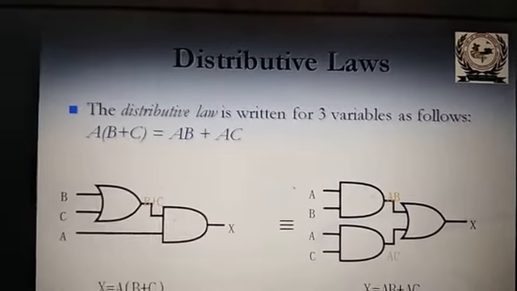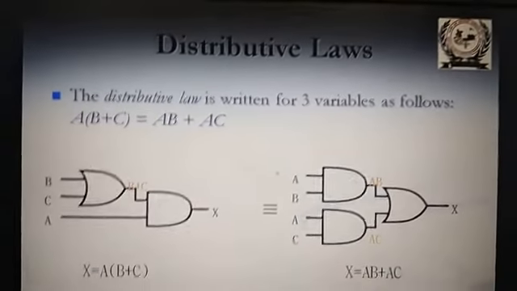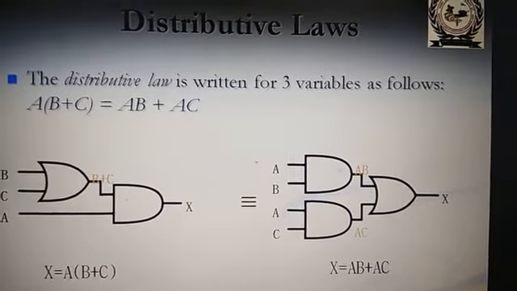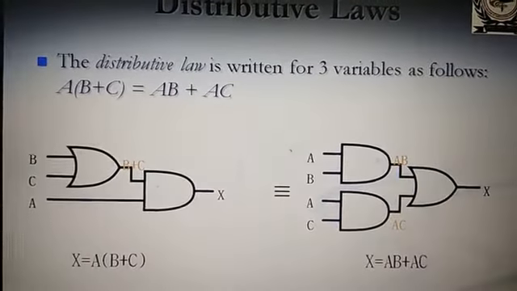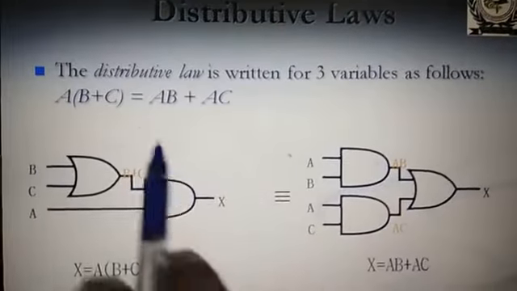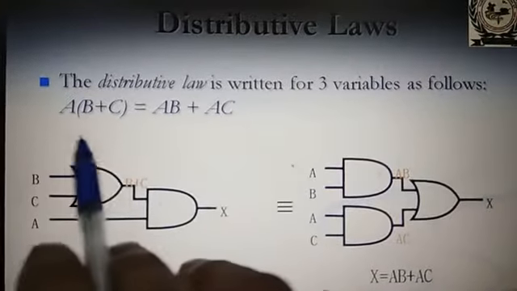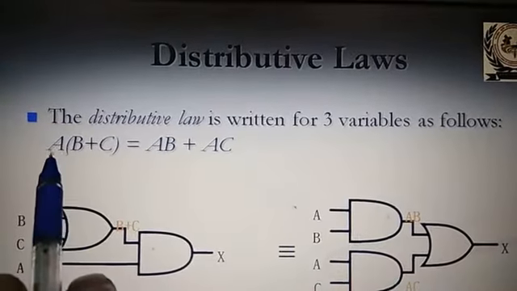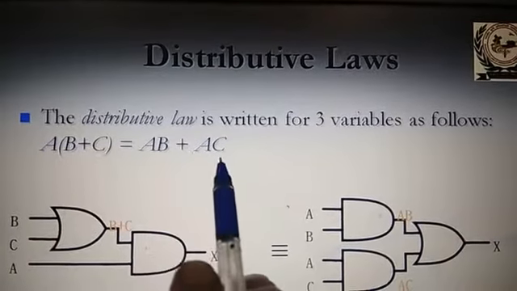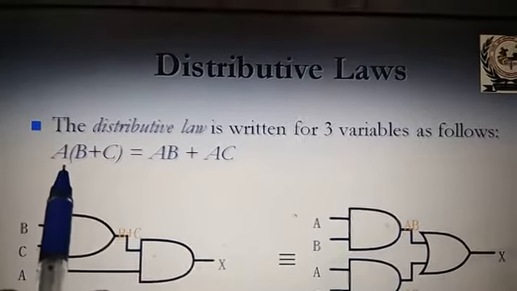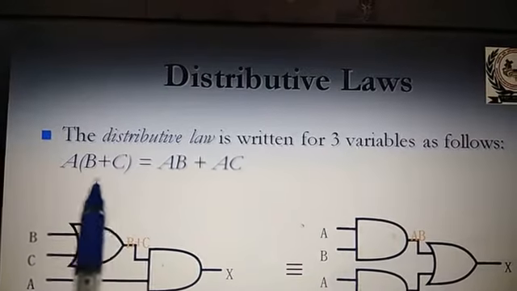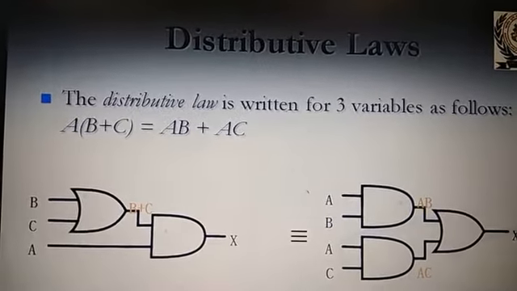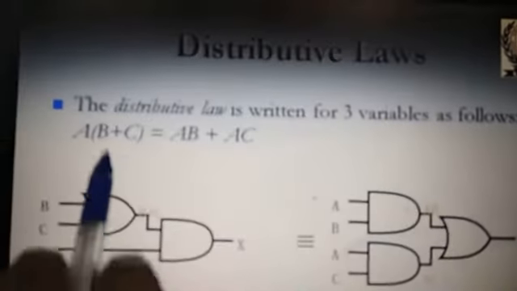Commutative law is over. Associative law is over. Now these are the distributive laws. The distributive law is written for three variables as follows: A into bracket B plus C. Here now AND and OR both operations are there in the distributive law. So you can write here A dot B plus A dot C. This is called distribution. This bracket is removed and it is distributed, AB, AC like this. AB plus AC. So you can use the OR gate here, B plus C.